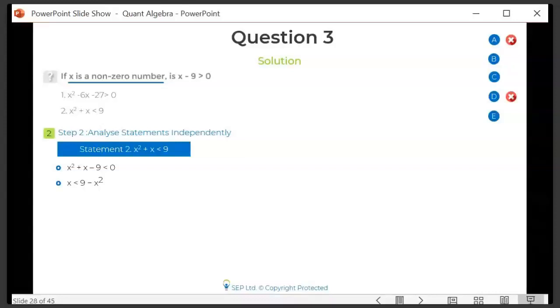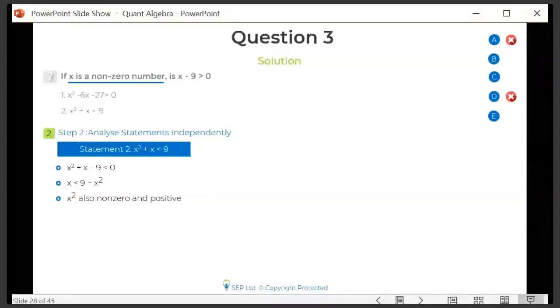Now, the important thing here is you need to make an inference: if x is not 0, that means x could be plus 1, minus 1, positive or negative. Whatever it is, x square will also be a non-zero number, and since it's a square, it will be positive, right? X square will be a positive number.